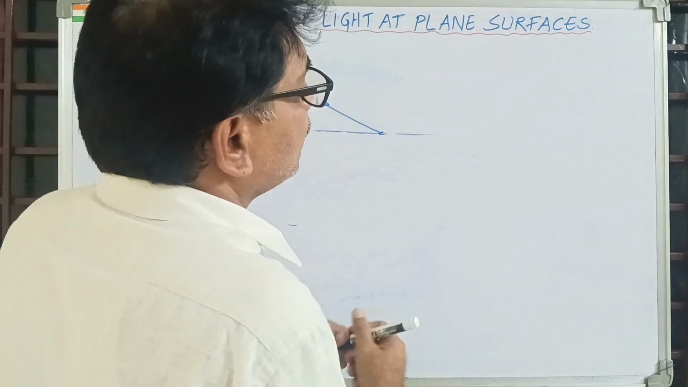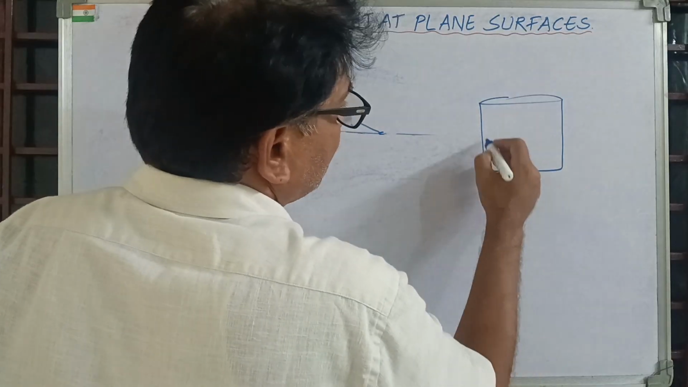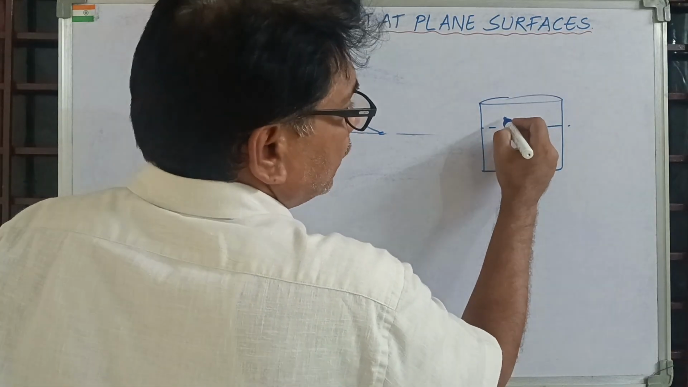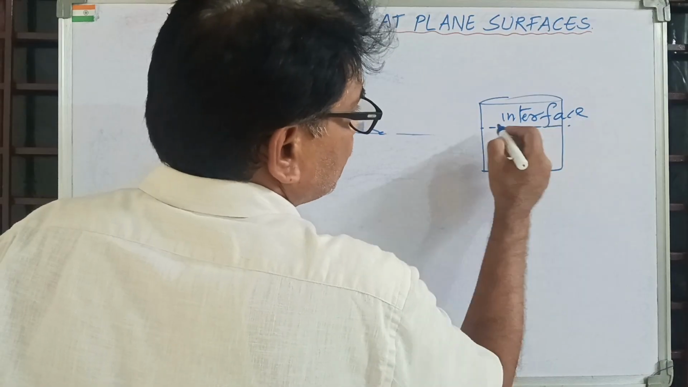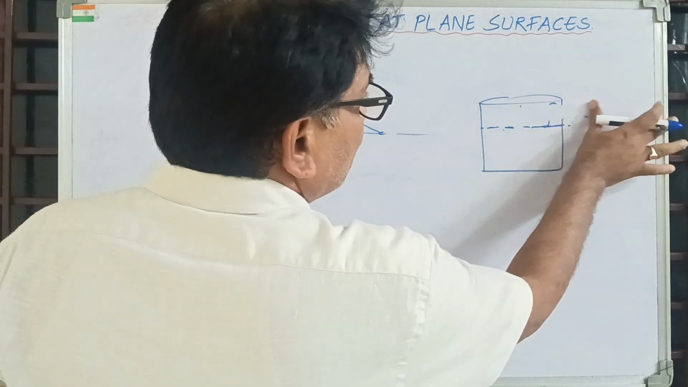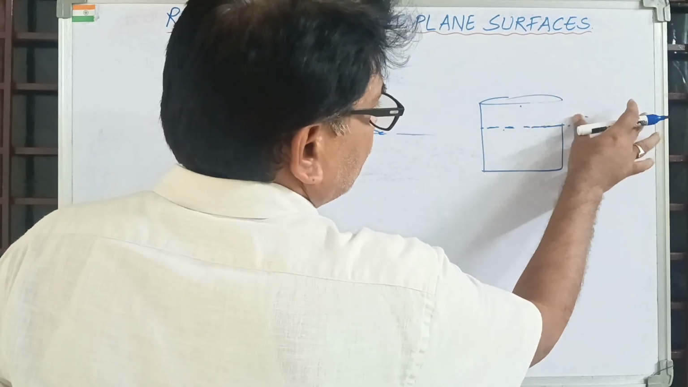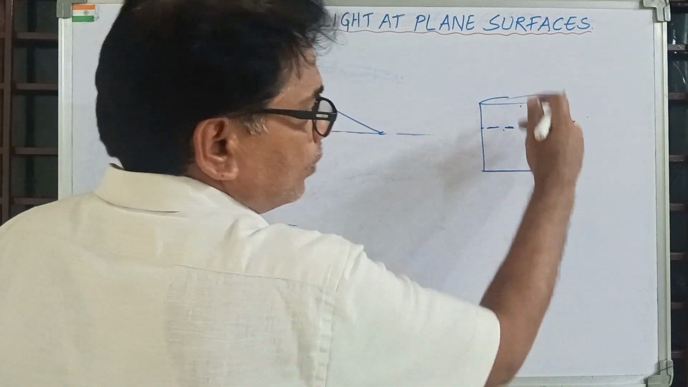Let us take it like a bucket filled with water. So water is up to here. This is called the interface. You remember this, very important to remember. This point is called the interface. Above the water level it is air and below this point it is water. So you have two media over here.